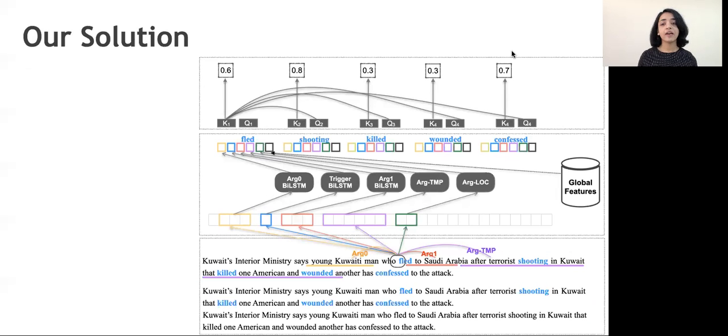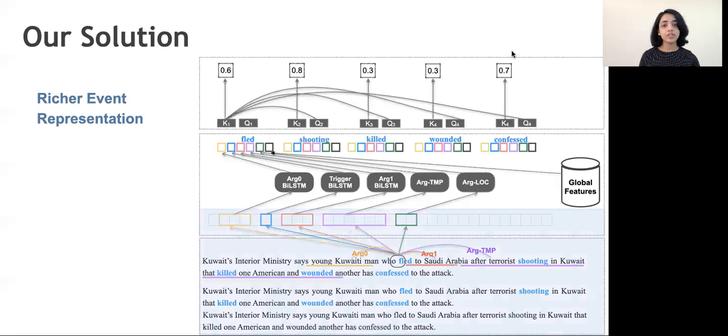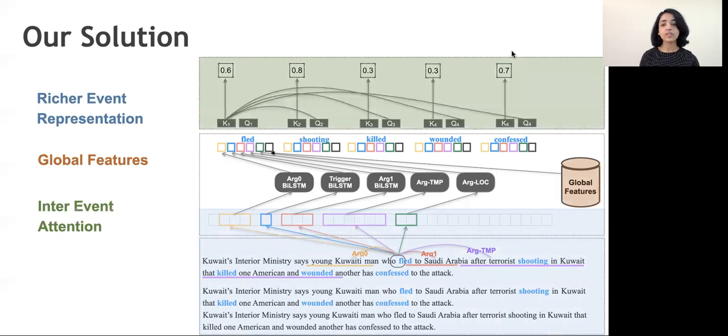Here is the high-level architecture of our proposed solution. The three main components of our solution are richer event representation, global document level features, and inter-event interactions. Next, we'll elaborate on these components one by one.